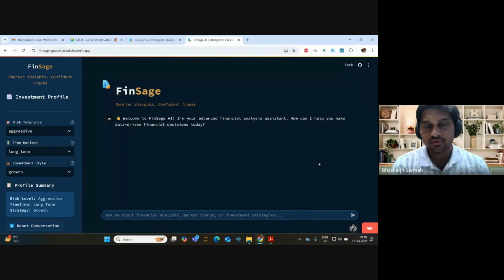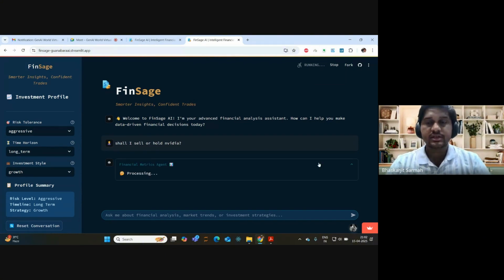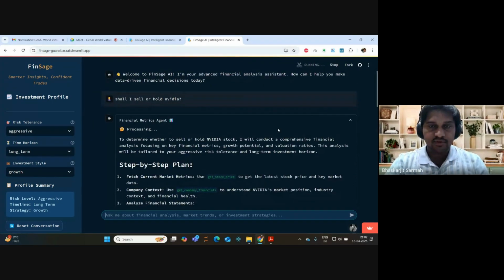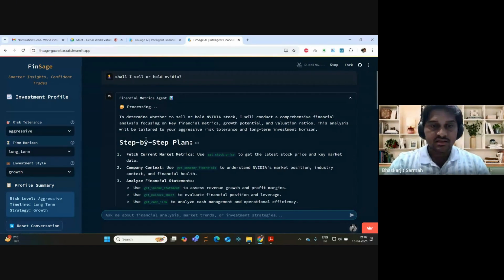Okay, let's say you have Nvidia in your portfolio. You can ask a question like, shall I sell or hold Nvidia? As soon as you ask this question, the first agent that gets fired up is the financial metrics agent. As soon as it gets fired up, it creates a step-by-step plan. Under the hood, we're also using the planning capability of the language model that we have designed in the prompt itself. And it is going through this step-by-step plan.